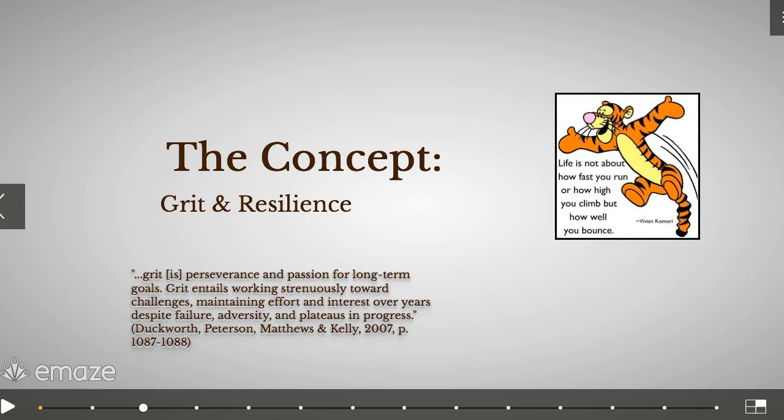Academic success, and we've been trying to figure out what, if anything, we can do about it. Angela Duckworth of the University of Pennsylvania defines grit as perseverance and passion for long-term goals.